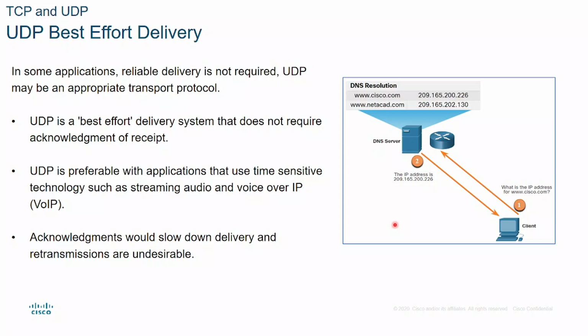UDP is preferable with applications that use time sensitive technology such as streaming video and voice over IP calls, that is VoIP. Another example is when you're making calls. Acknowledgement would slow down delivery, and that is undesirable. So when using UDP, there's something called a handshake.